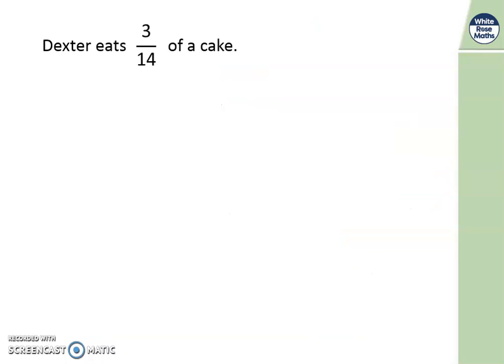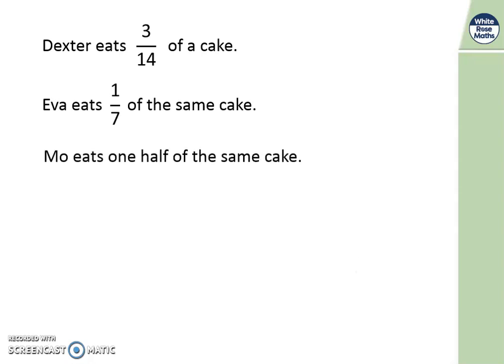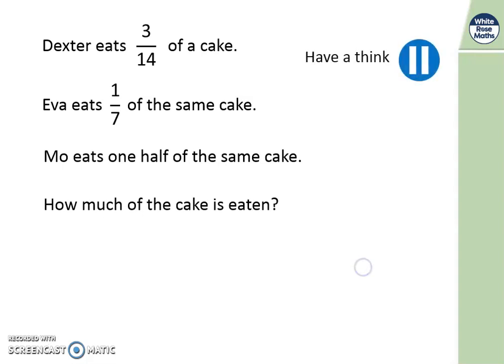Let's apply that now into a problem-solving context. Dexter eats 3/14 of a cake. Eva eats 1/7 of the same cake. And Mo eats half of the same cake. I think I'd like to be Mo. Let's have a go. How much of the cake is eaten? See if you can work out what the calculation is that you're doing. It links to today's learning. And then see if you can convert to the same denominators to work it out.